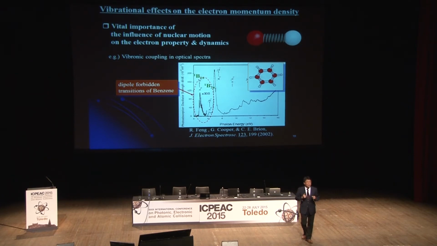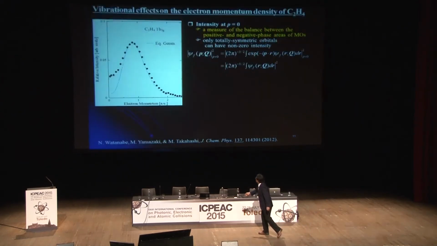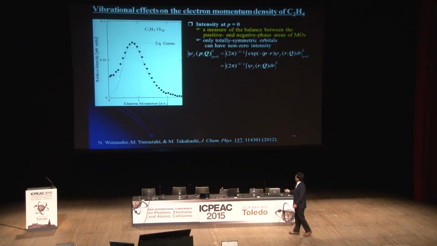To put it simply, a molecular orbital at the equilibrium geometry may be deformed due to molecular vibrations so that its electronic transition character is changed. Such vibrational effect on the electron momentum density can now be clearly observed with EMS. As a showcase example, I present the result for the ethylene molecule.